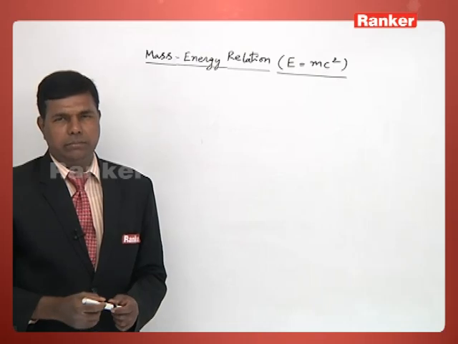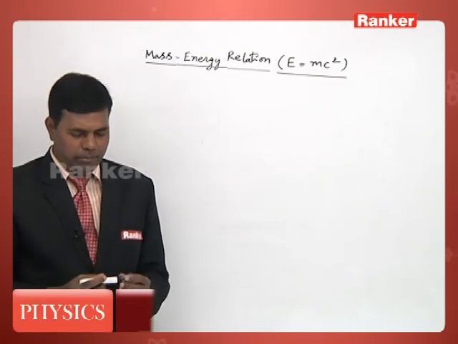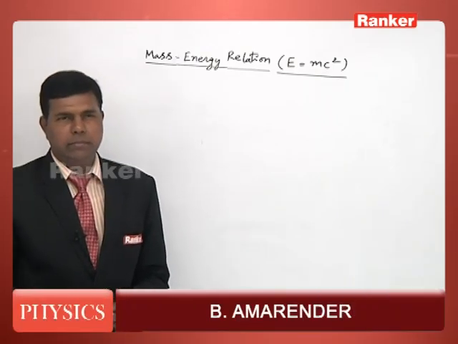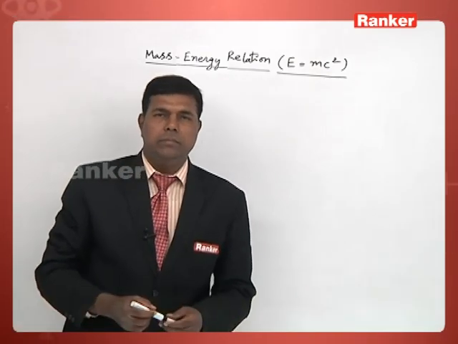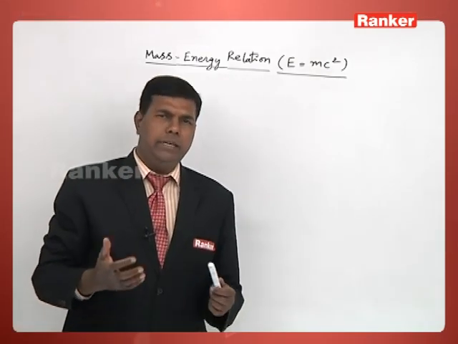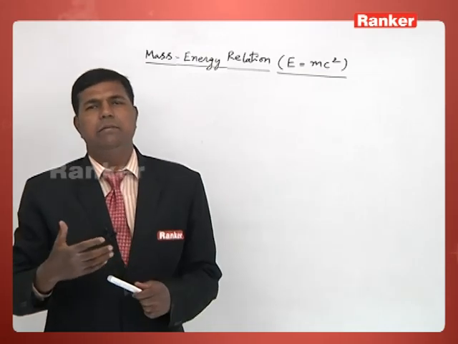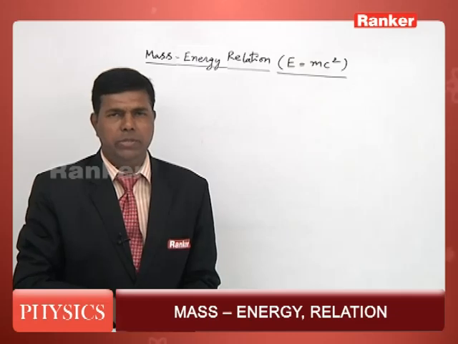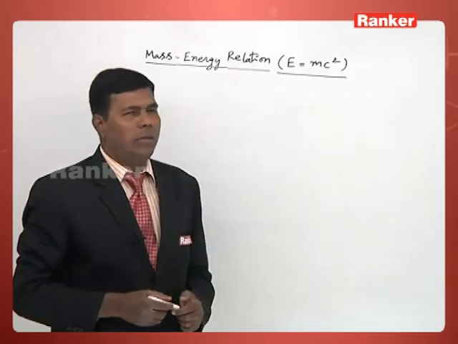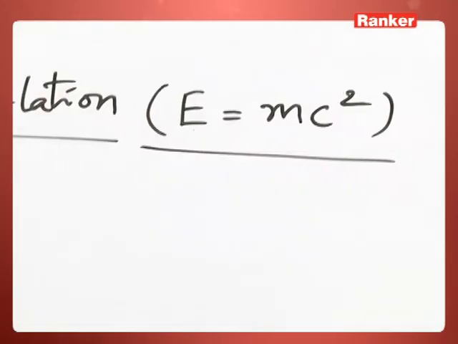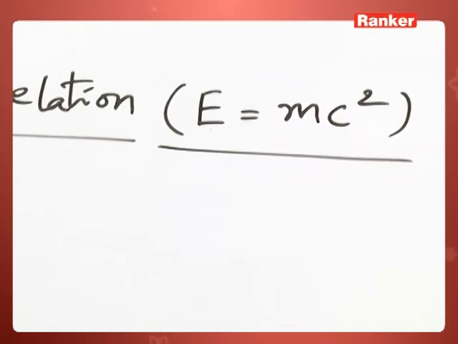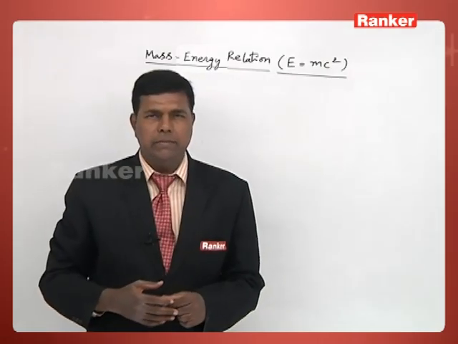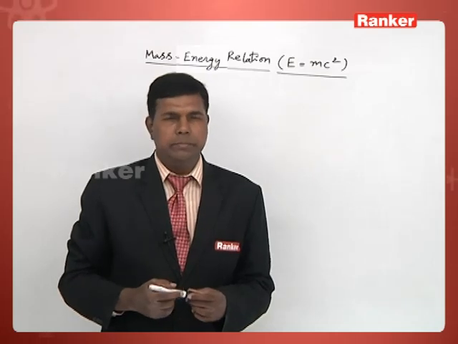Mass-energy relation, that is E equal to mc square. According to Einstein's mass-energy relation, both mass and energy are interconvertible, that is, energy can be converted into mass and mass can also be converted back into energy. That's what the equation is all about: E is equal to mc square. We can derive that expression using the concept of the special theory of relativity, which was developed by Einstein.